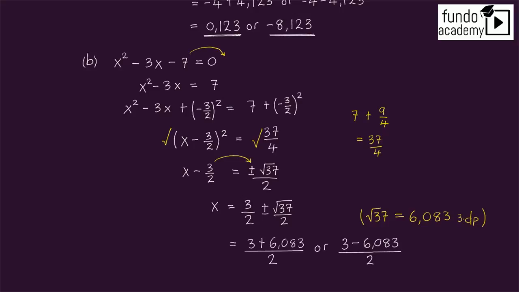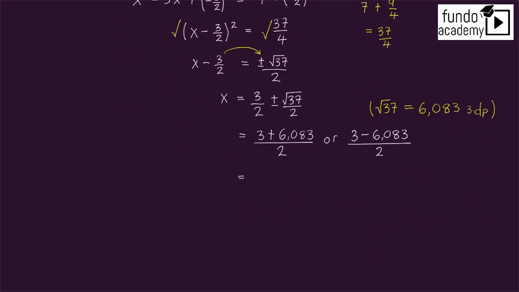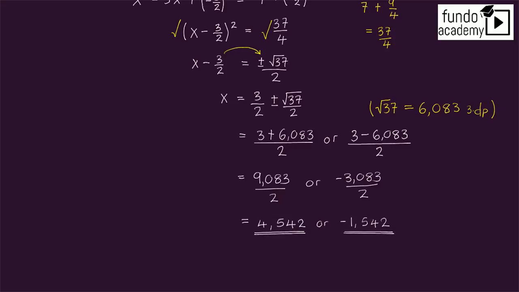Now we can simplify this. 3 plus 6.083 is actually 9.083, and that's divided by 2. And 3 minus 6.083 gives us minus 3.083, divided by 2. And simplifying this, our final solutions to 3 decimal places will come out as 4.542 or negative 1.542, answers given to 3 decimal places.